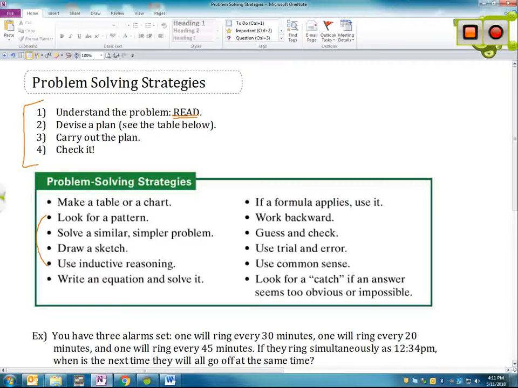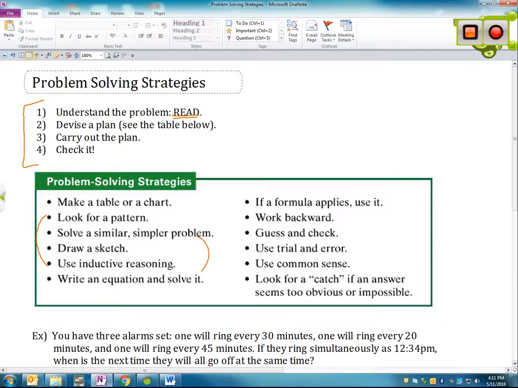We can write an equation and solve it. This is actually tied, I would say, a little bit to solving a similar or simpler problem, because we're taking it from full sentences and trying to write it into a condensed statement that we can then translate into math. Okay, and we are going to do an example of some of that as well. If a formula applies, we can use that.